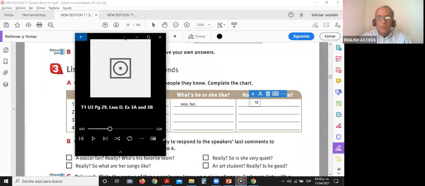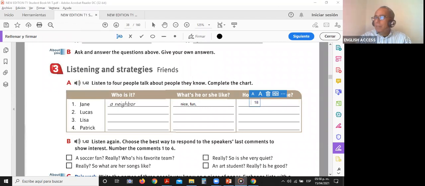Okay, did you hear the information? She says his real name is Tom. Everybody calls him Tip. He is her age and he is fun. Let me repeat the information again so you can hear it.